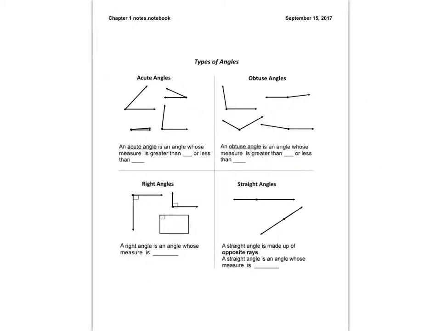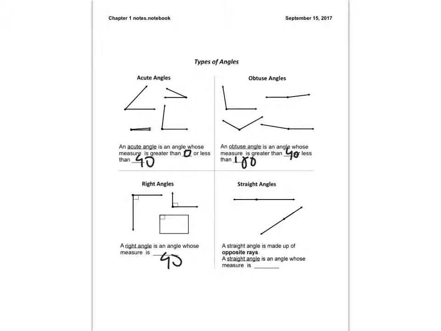These are all types of angles which I'm hoping that you're acquainted with. I'm not going to spend a lot of time on this. An acute angle is an angle whose measure is greater than 0 and less than 90. An obtuse angle is an angle whose measure is greater than 90 and less than 180. And a right angle is an angle whose measure is 90.